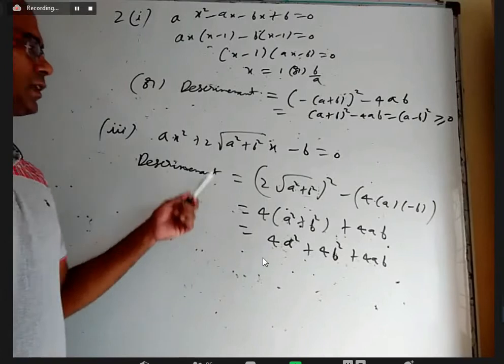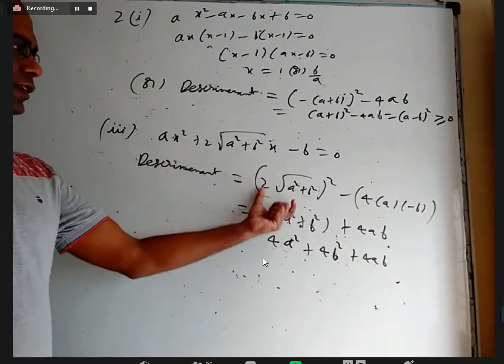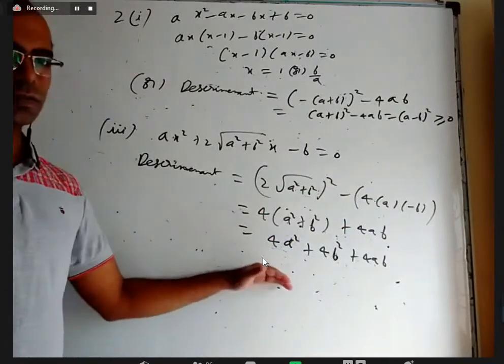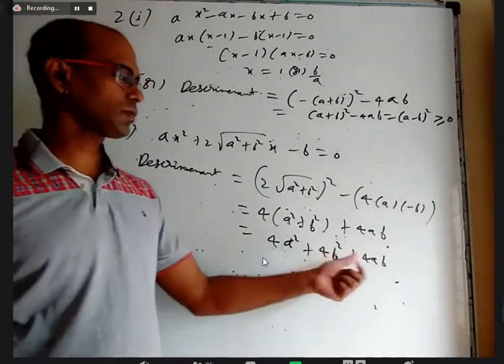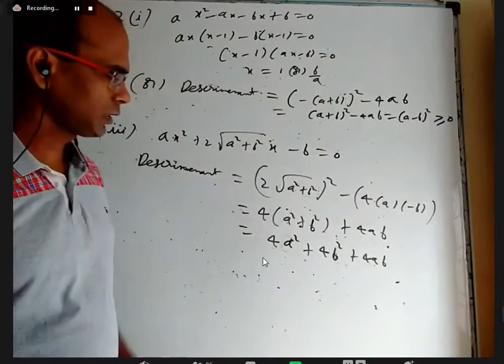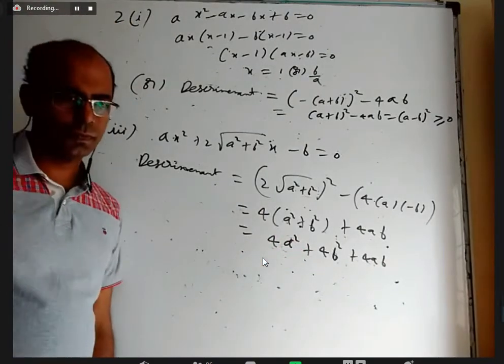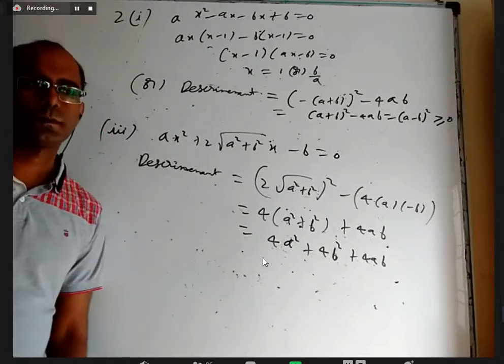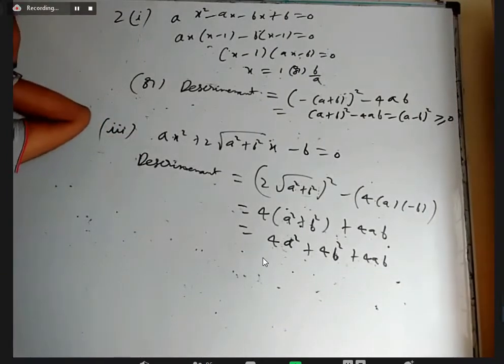I found the discriminant, b square minus 4ac: x coefficient square minus 4 into x square coefficient and constant. But how do we decide whether this is positive? It can be negative, and I don't know whether overall it is positive or negative. Anybody want to give any idea?